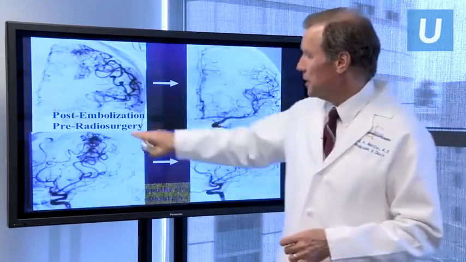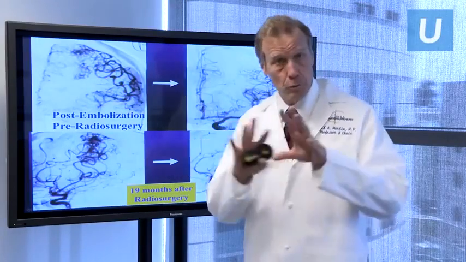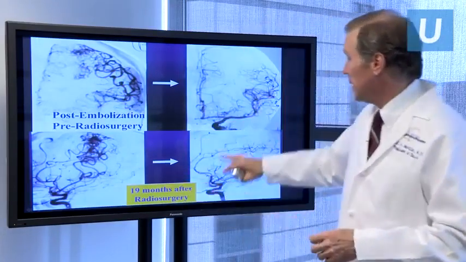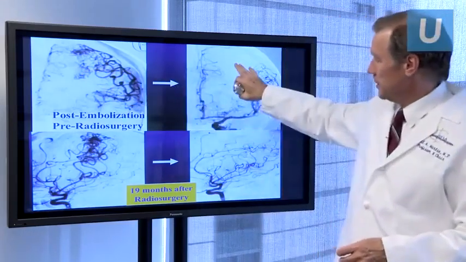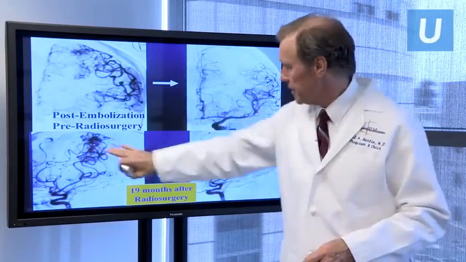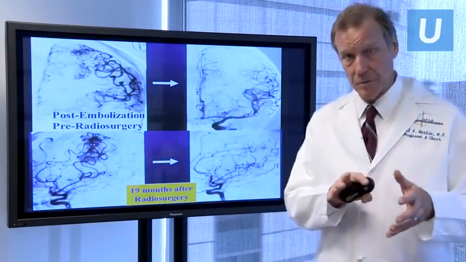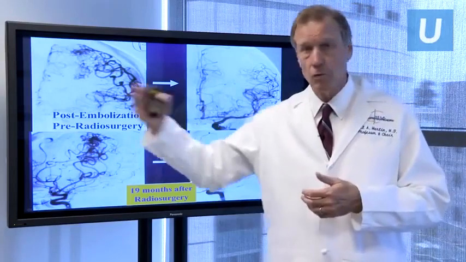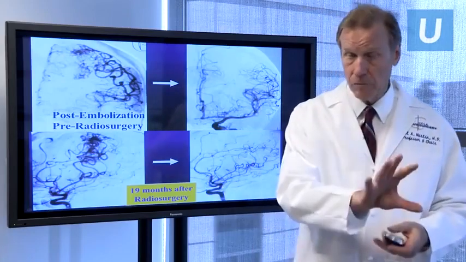And what we can see here is that AVM before surgery. Some of the blood vessels were blocked by embolization, and here's 19 months later. This AVM is completely gone. You can't see it on any of the views. And that young man, who worked at UCLA when the AVM was discovered, continued working here for many years after that with no neurologic problems whatsoever. And he did not require open surgery.